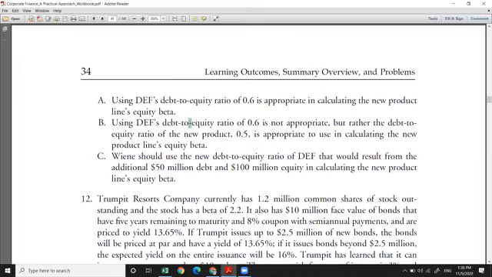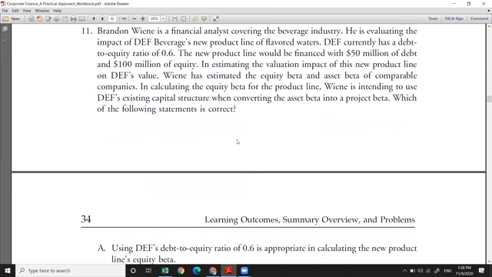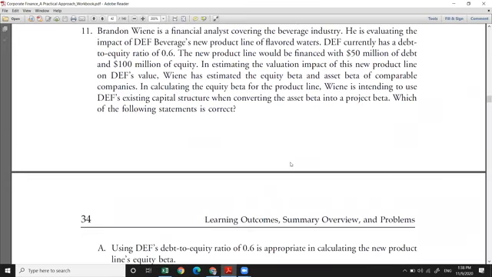Using the debt-equity ratio of 0.6 is not appropriate, but the debt-equity ratio of the new product line is 0.5, and it is appropriate to use it in calculating the new product line's equity beta. How do we know that this 0.5 comes from? From the formula: MV of debt divided by MV of equity, 50 divided by 100.